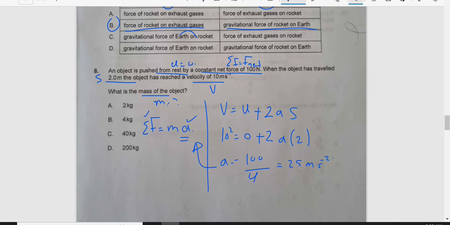Now I can use Newton's second law. F net, which is 100, equals mass times 25. Divide both sides by 25. So m will be 100 divided by 25, which equals 4 kilograms. So the correct answer is B, 4 kilograms.